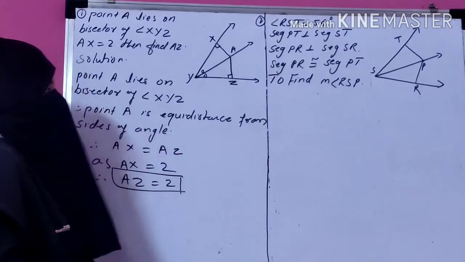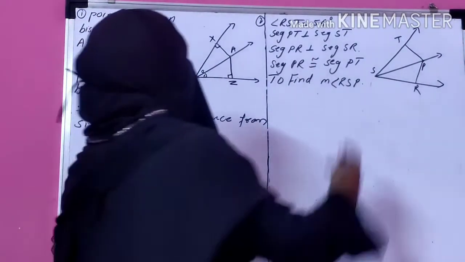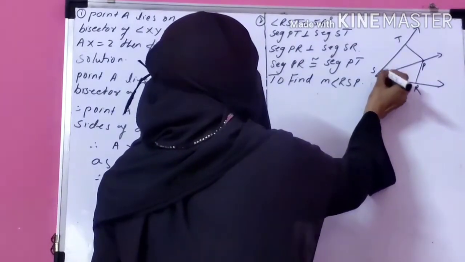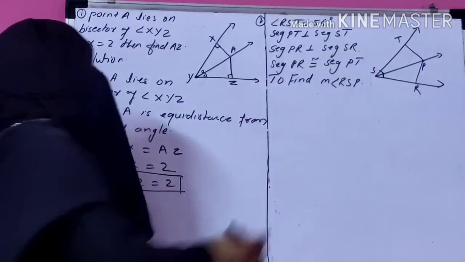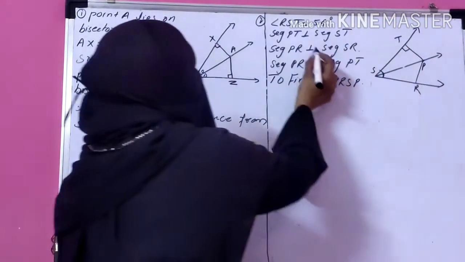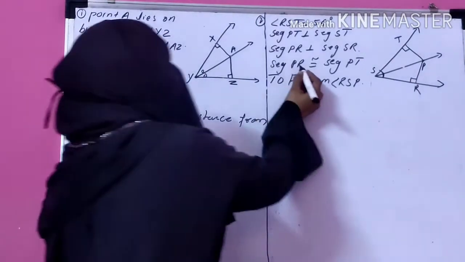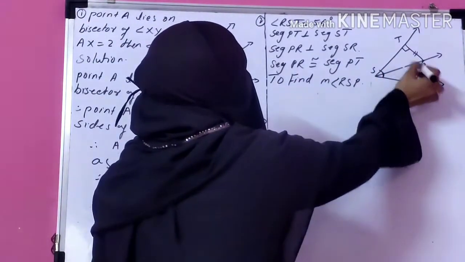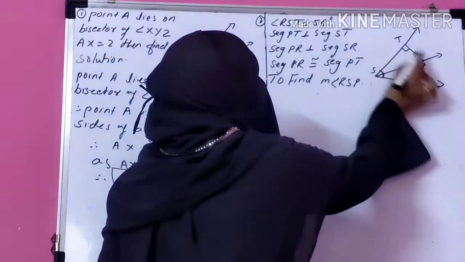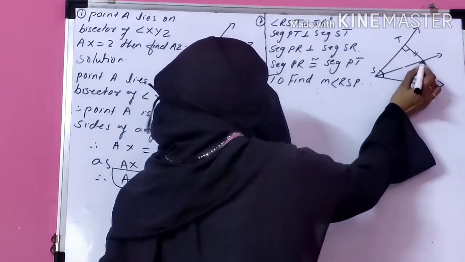Okay, got it? Now move to the second question, again based on the bisector. Here angle RST, that means this whole angle, is 56 degrees. And segment PT is perpendicular to ST and segment PR is perpendicular to SR, and here segment PR is congruent to segment PT.